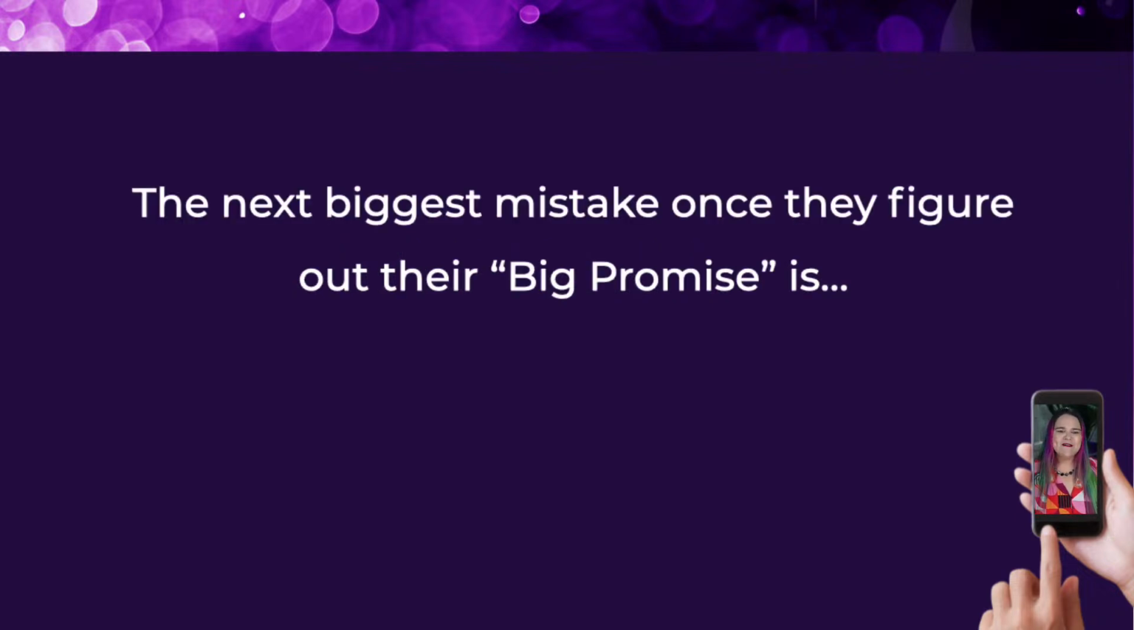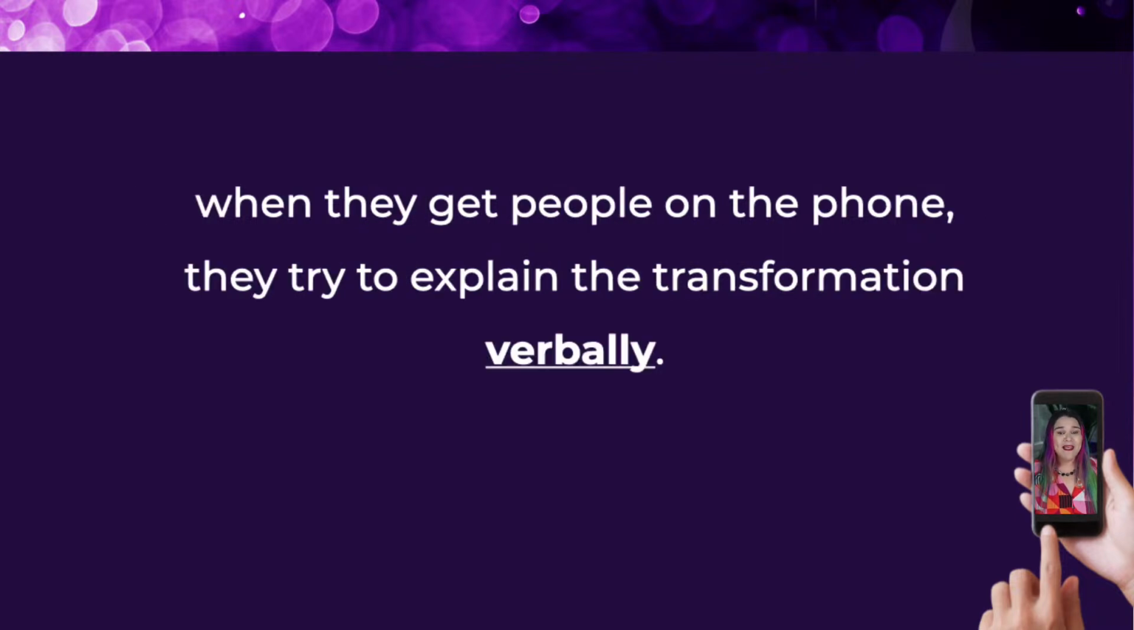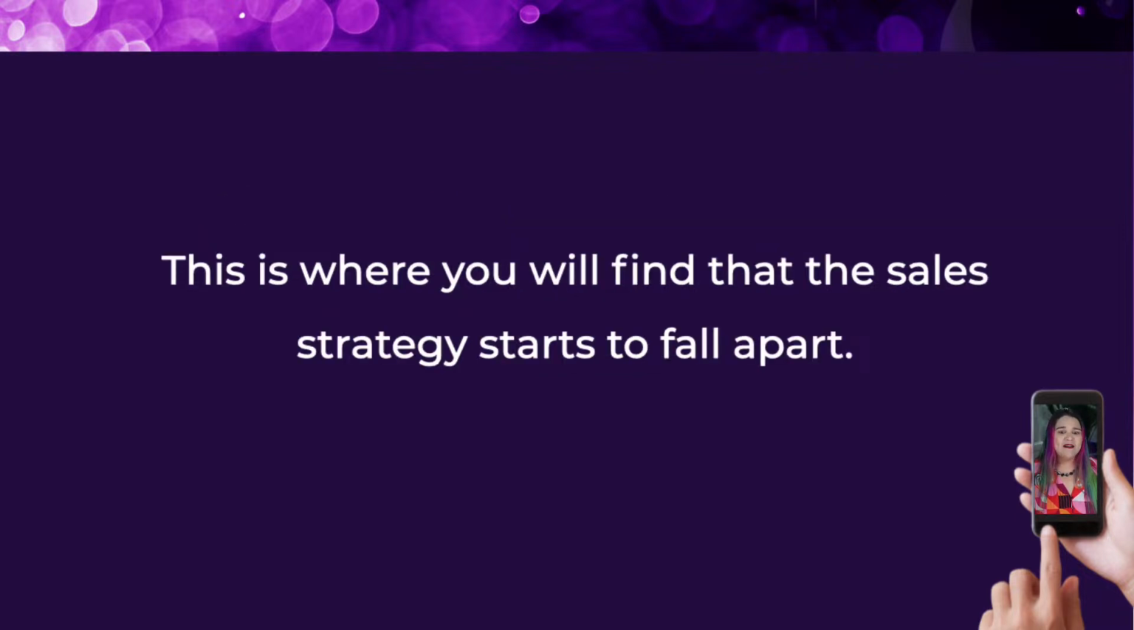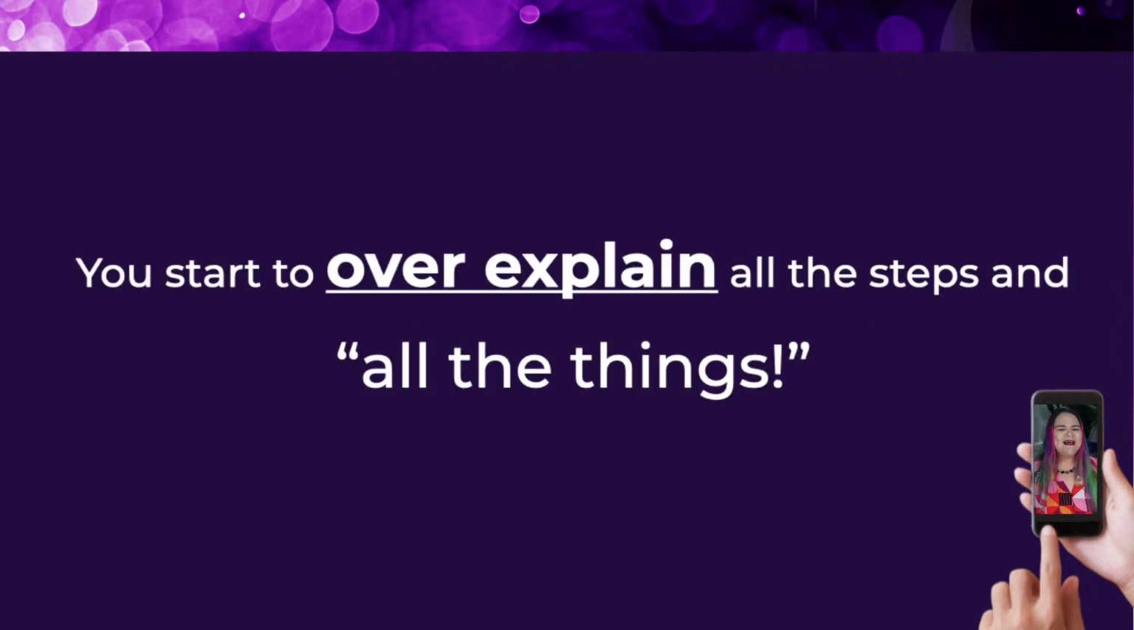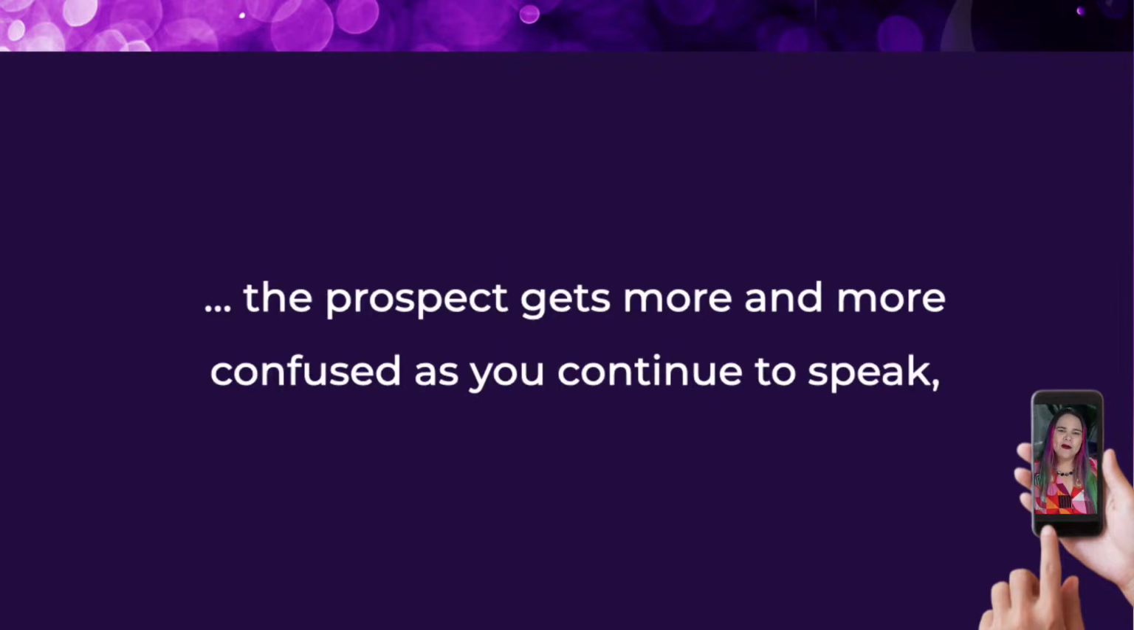The next biggest mistake, once they figure out their big promise, is when they get people on the phone, they try to explain the transformation verbally. This is where you'll find that the sales strategy starts to fall apart. The call just seems to go on and on. You know, you've been there, right? You start to over-explain the steps and all the things. The prospect gets more and more confused as you continue to speak.